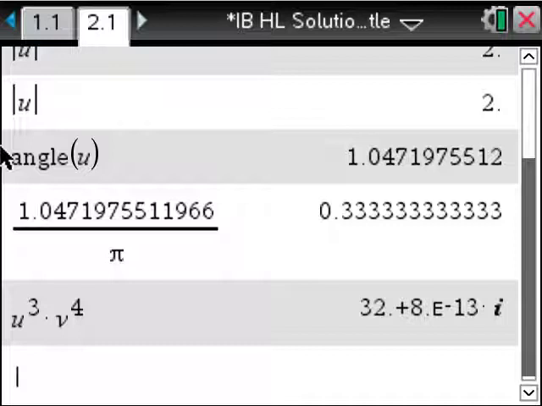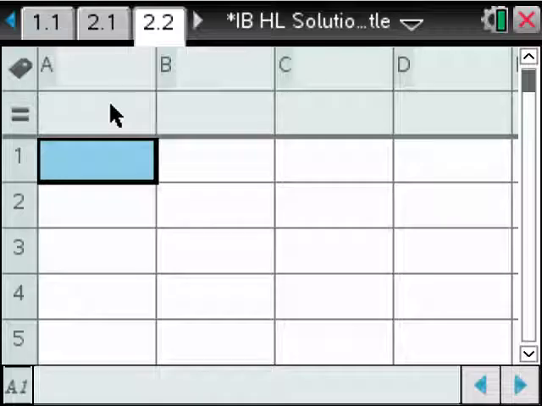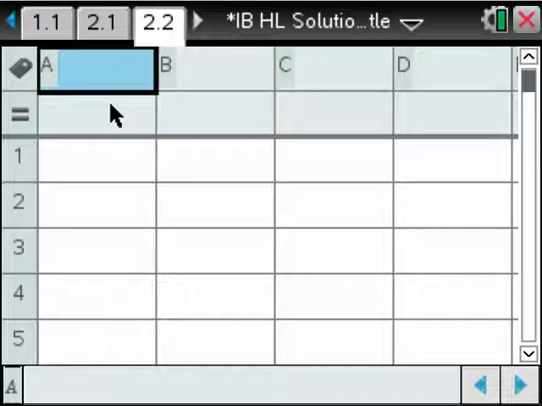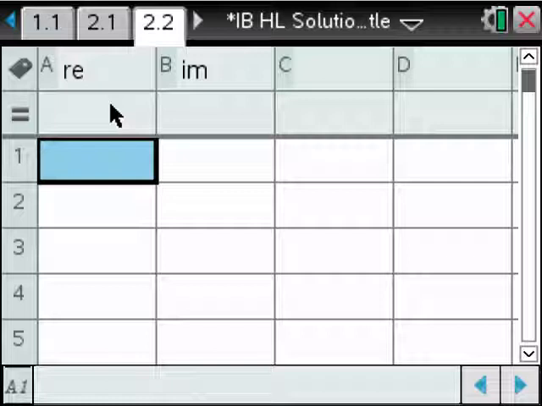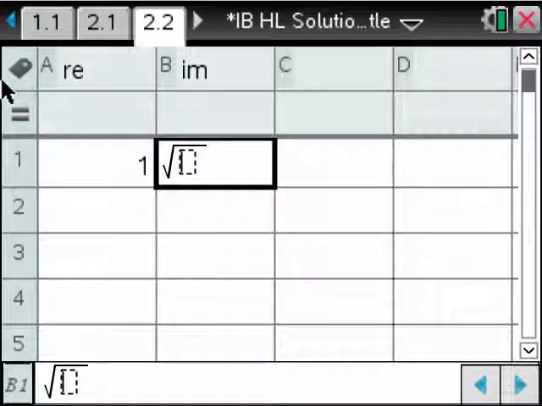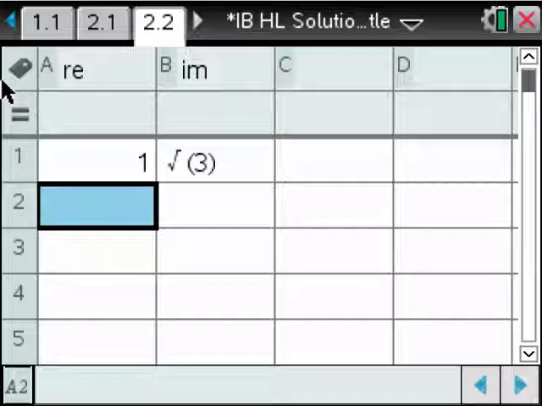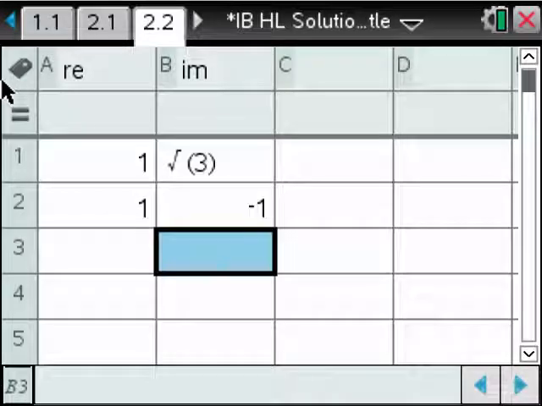Now we're going to move on to part C and plot these things on an Argand diagram. The quickest way to do that is we're going to insert a page of lists and spreadsheet, and we're going to create a couple of lists for the real components and the imaginary components, and we'll just type in the information we were given. So 1, and we'll have the square root of 3 in there, and we'll continue to 1 and we'll have negative 1 there, and we're going to plot a scatter plot of these.